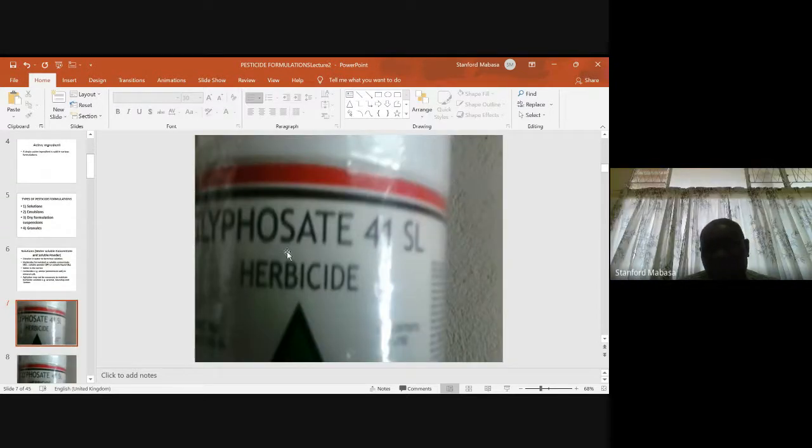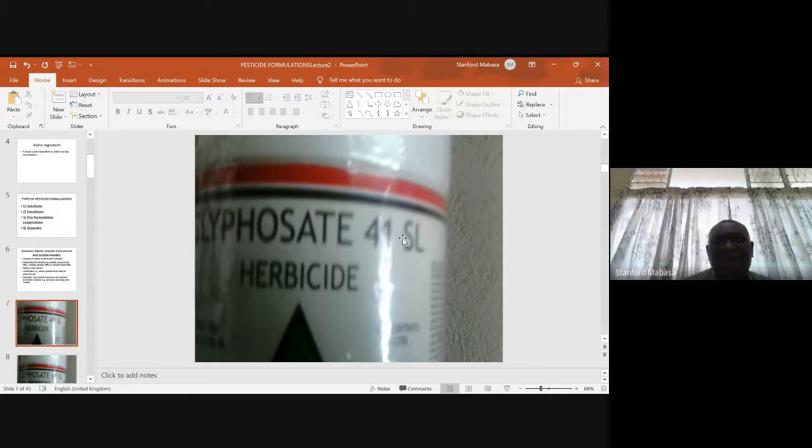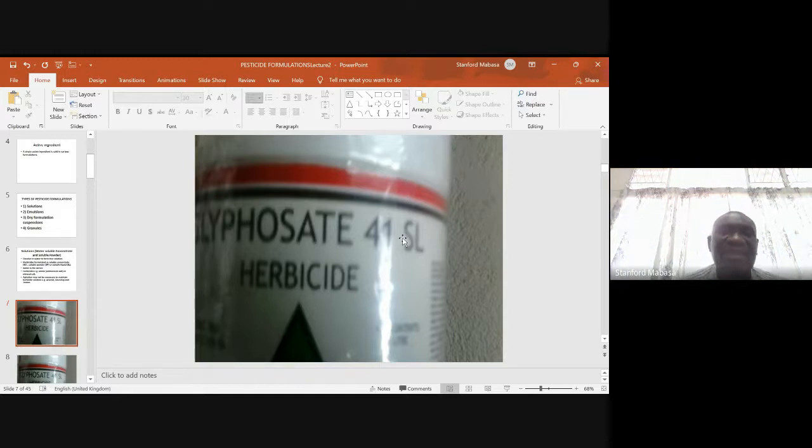On the label, like this one for glyphosate, SL, it means soluble liquid. In any case, glyphosate is applied as liquid. And when you mix it with water, it can easily form a solution. There could be other pesticides with this sign. It means that you can easily make a solution using that pesticide.